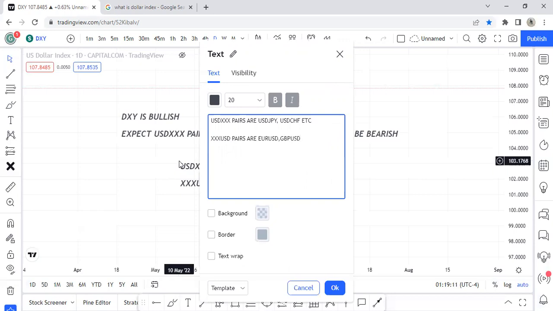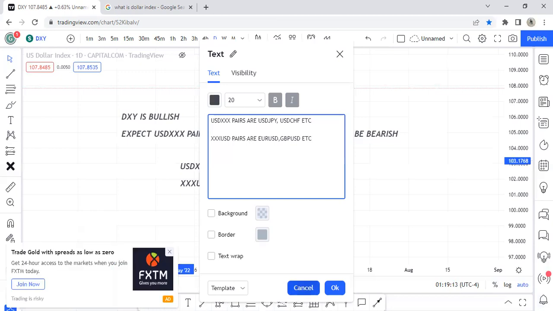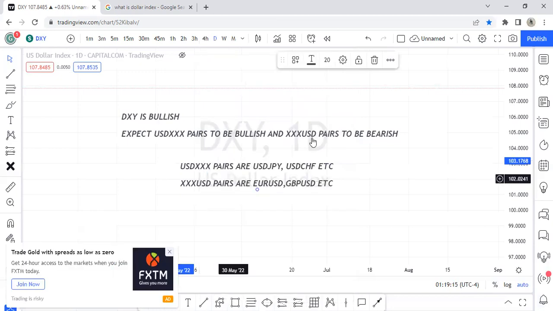I'm not here to list it. I must give you an example, right? So whenever the DXY is not bullish, expect pairs that have USD trading against other currencies, right, to be bearish, right? So this is just an analogy. So this is how we do it. So this is how I know what to expect in the financial market.